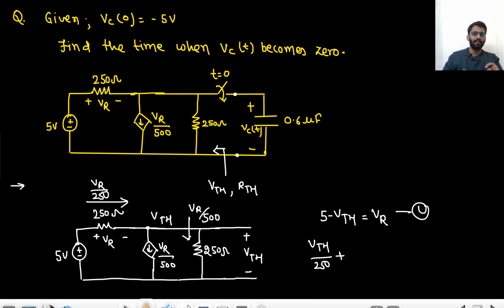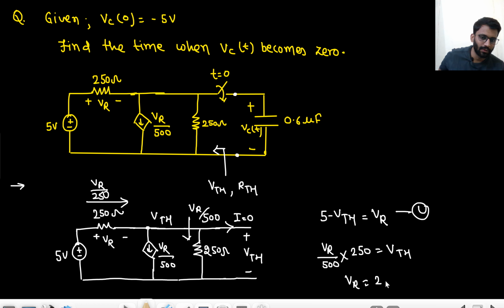Are you getting my point? Across the 250 ohm resistance, we have VR voltage. So VR by 250 current is going here, and VR by 500 current is going here. That means the rest, VR by 500 current, would be going here, because this is an open circuit voltage. The current here is 0 ampere. So VR by 500 into 250 is equal to VTH. Current into resistance is equal to VTH. So what do you see here? VR is equal to 2 VTH.